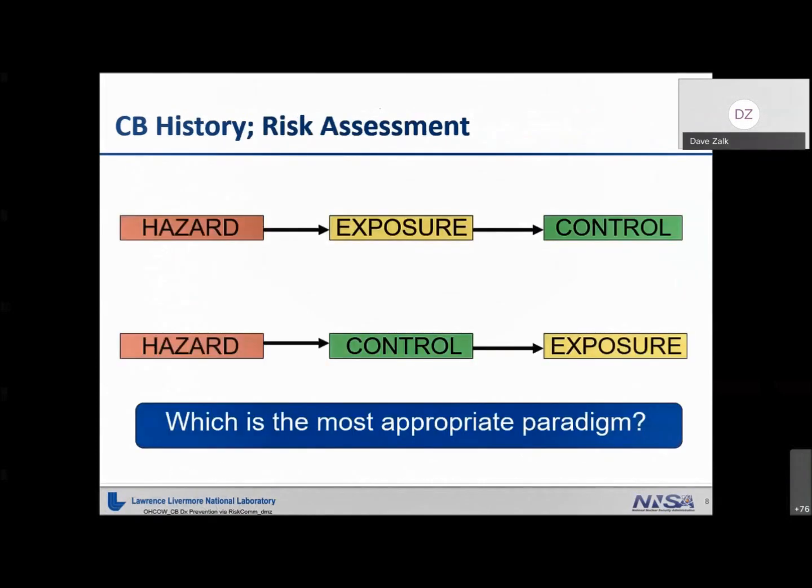So back to the basics. The traditional model, the quantitative model, is you identify your hazard, you assess your exposure, and then you determine control. And all control banding does is flip these two.